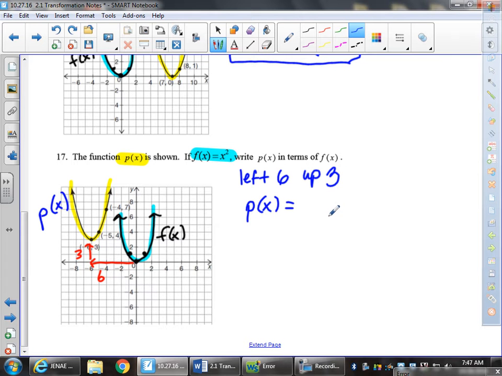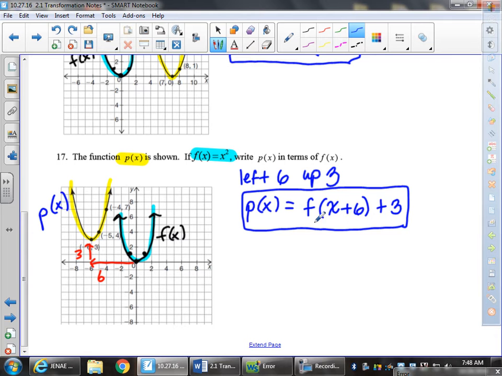So now that we've identified our shift, what are we going to say about f? F of x plus 6, plus 3. Because this is what's been done to f to get to that given p function. The function f has been shifted left 6 and up 3, which results in the given p of x function.